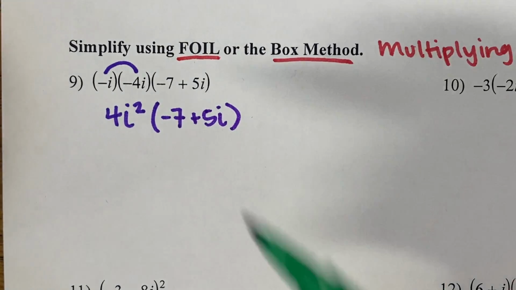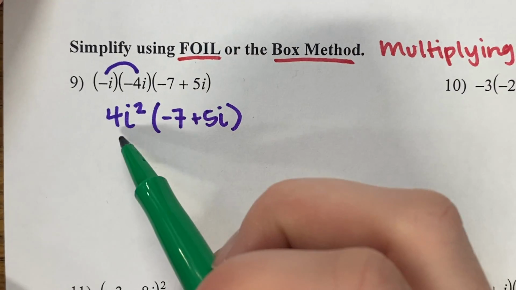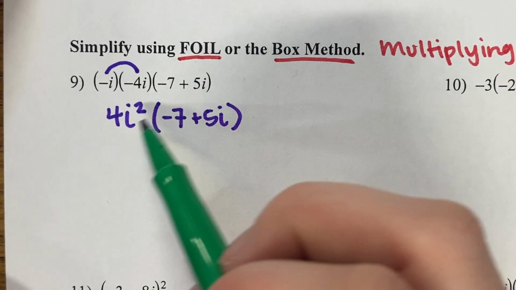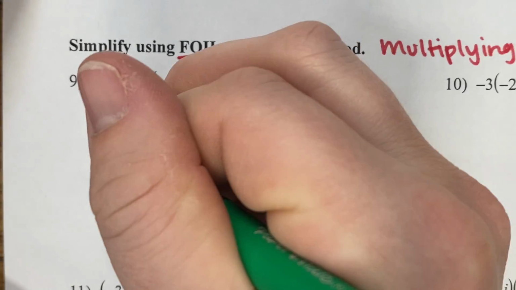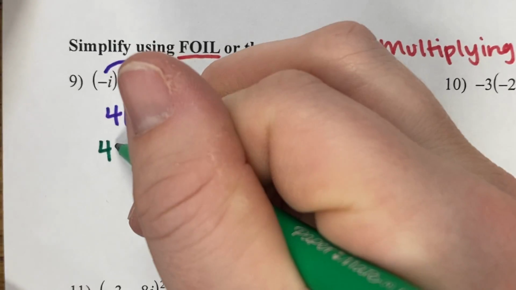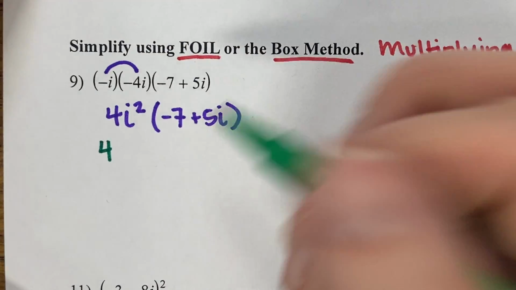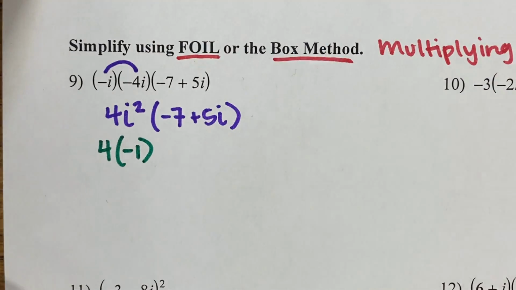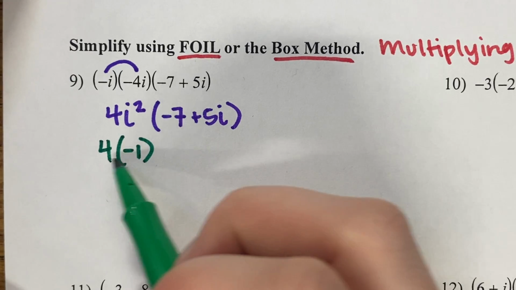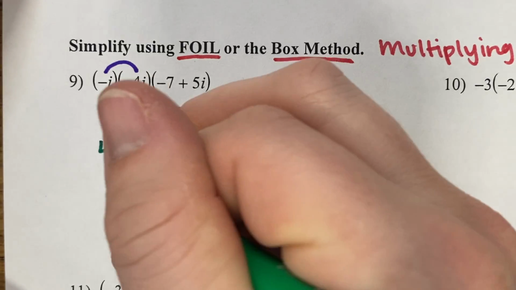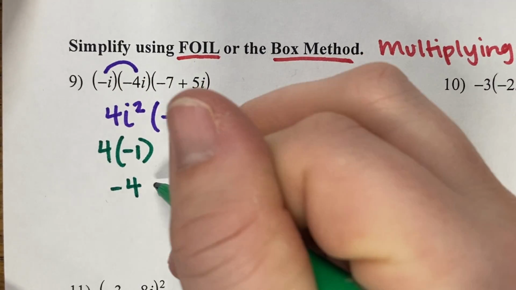Okay, so now we can just distribute. And in fact, I take it back. I'm going to change this right now because we don't want an i cubed in there. Okay, so we know that an i squared always turns to negative 1. So 4 times negative 1 turns into negative 4.